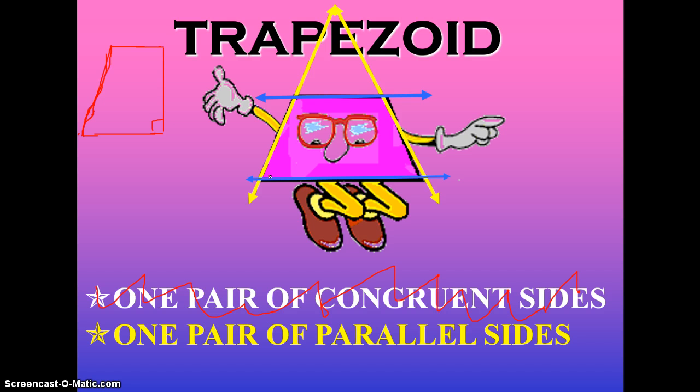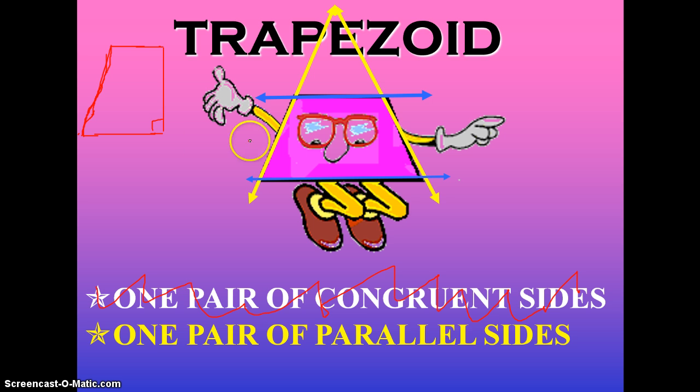All you have to be a trapezoid is one pair of parallel sides. You have to have that one pair of parallel sides. So what I've highlighted in blue, those are my parallel sides. Notice the sides that are emphasized in yellow are not parallel to each other. And that's why we end up with a shape like this and not a rectangle or another parallelogram.